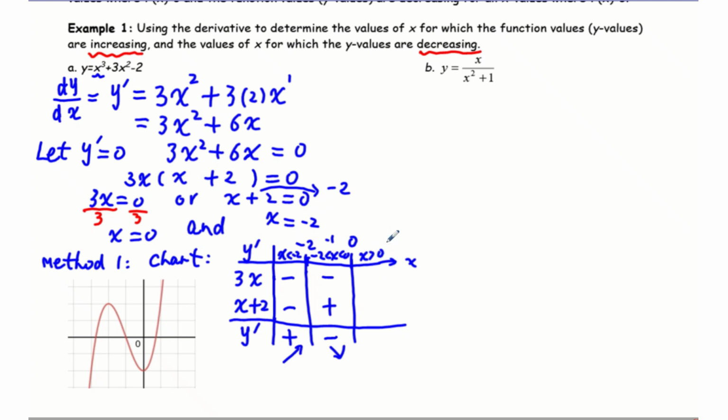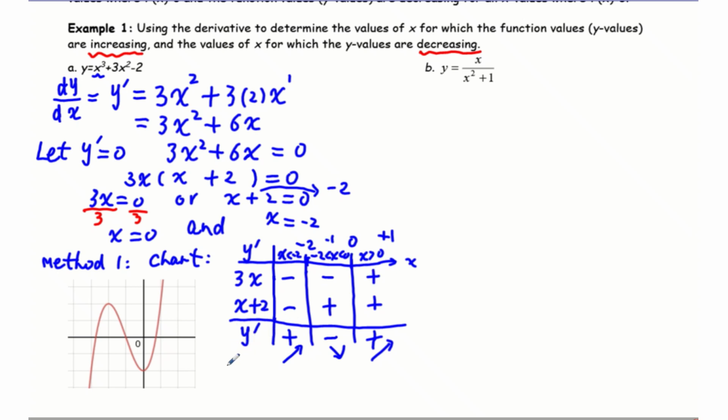For x greater than 0, we pick a number, just positive 1 here. Substituting in, 3 times positive 1 gives you positive 3. 1 plus 2 gives you positive, so multiplied together it is positive, it is increasing. So by drawing this chart, you can easily tell where the function is increasing and where it is decreasing. This is the chart method and how to draw this chart: put the zeros on the x-axis and divide the x-axis into several intervals.